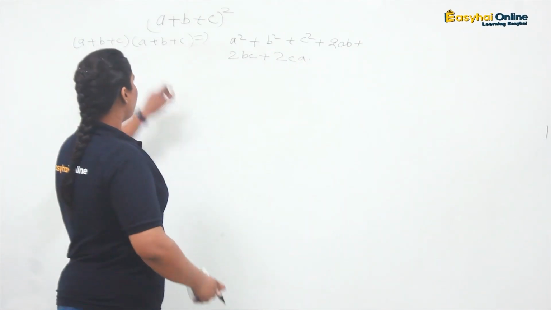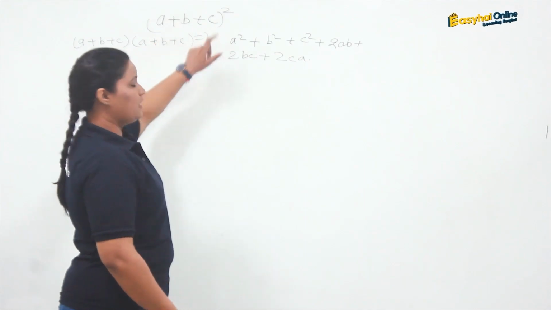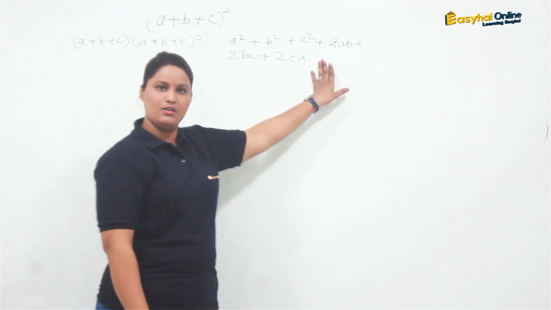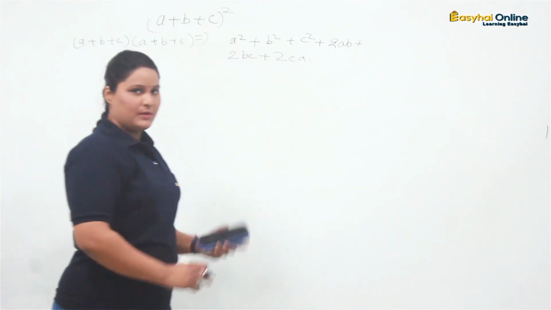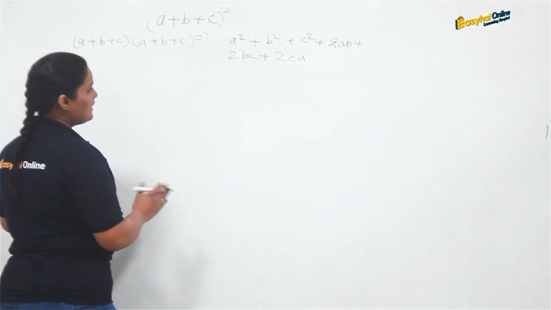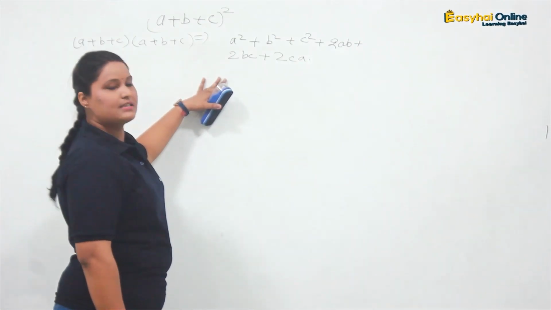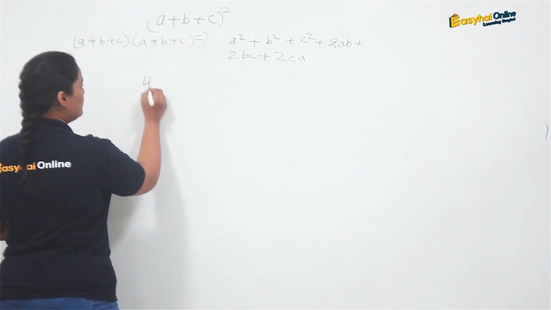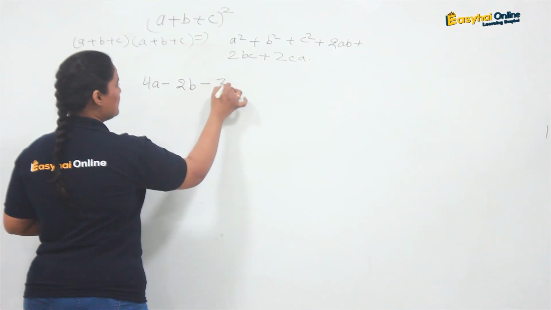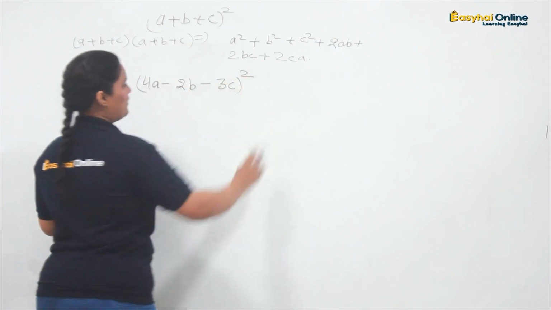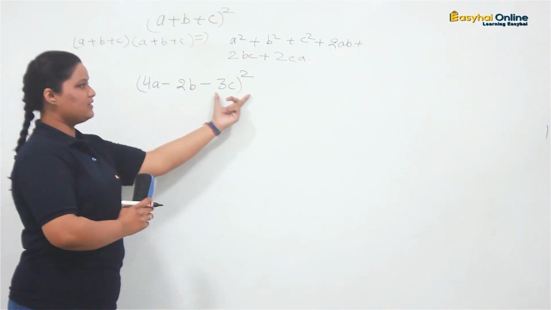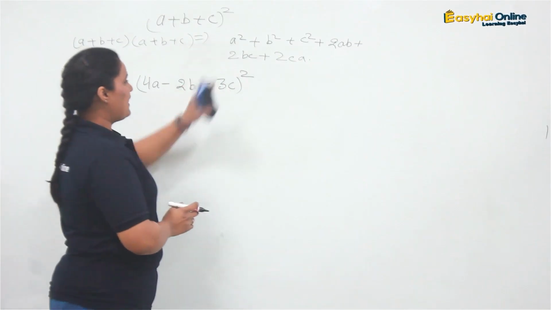Okay, depending upon the sign in between these variables, the sign will change in this identity also. So I will explain this concept of sign so you do not get confused with this. I will take an example having a negative sign with b and c. Let's take an example. (4a minus 2b minus 3c) whole square. Okay, it is having 3 terms, 4a minus 2b minus 3c whole square. Now apply the formula.